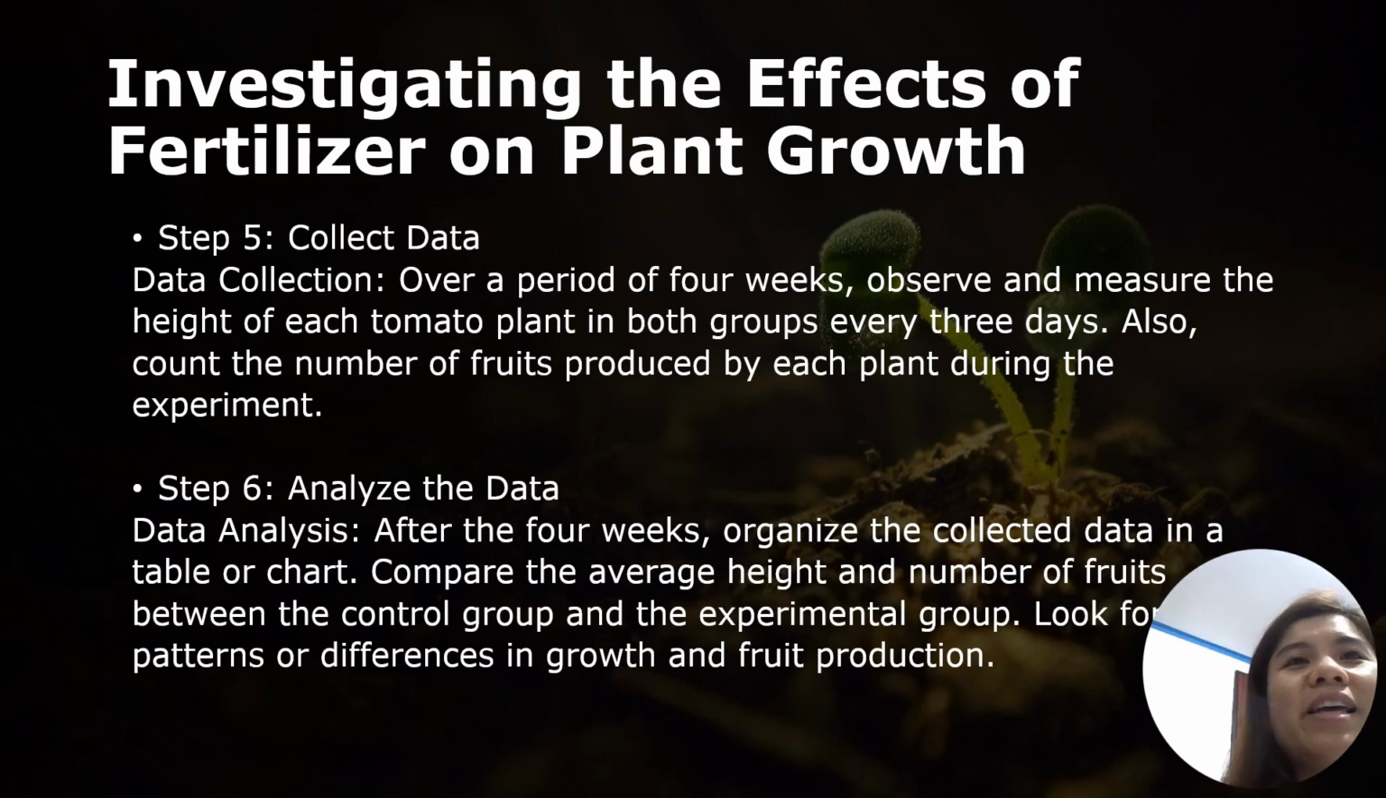Step 6, analyze the data. So after the 4 weeks, organize the collected data in a table or chart. So compare the average height and number of fruits between the control group and the experimental group. Look for patterns or differences in growth and fruit production. So in this step, you're going to show us a chart already, no? Or a graph already.